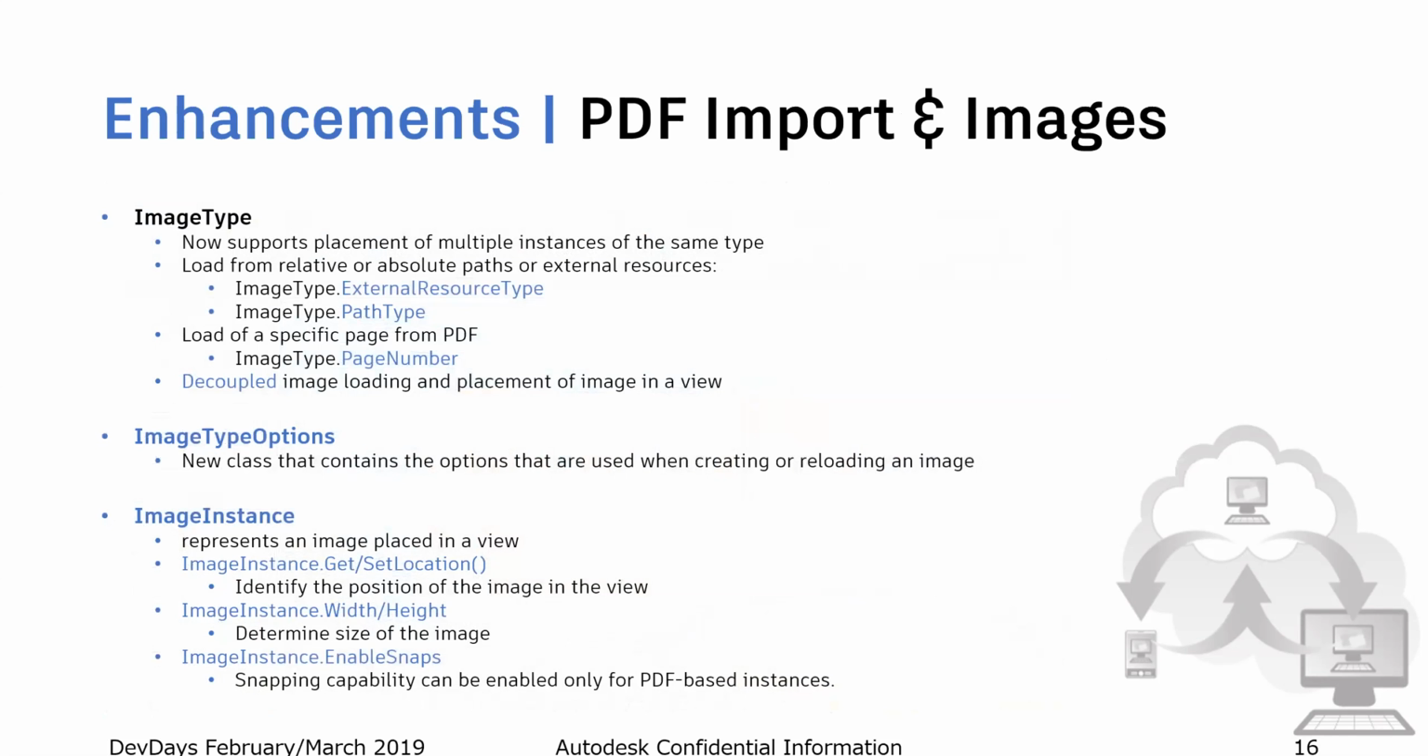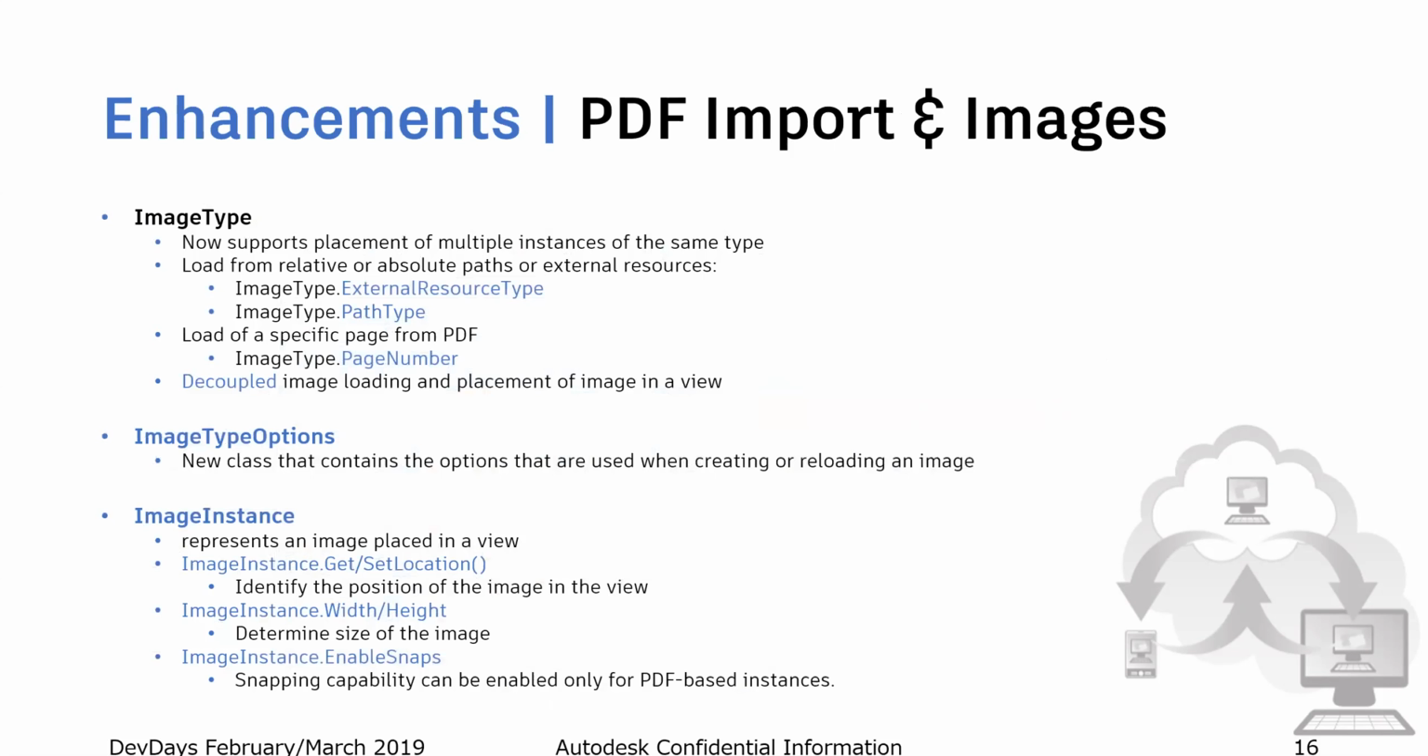You just load the image once and you can place as many instances as you want. We've also adjusted it so that you can use different path types to specify where an image lives. It's no longer just relative. You can use relative, absolute paths, or external resource types in case you want to replace the image location with something other than a file, say a cloud resource or cloud location. You can also now load a specific page from a PDF, and we've decoupled image loading and placement, because loading is now a one-time operation into the type, and placement is something that you do with an instance.